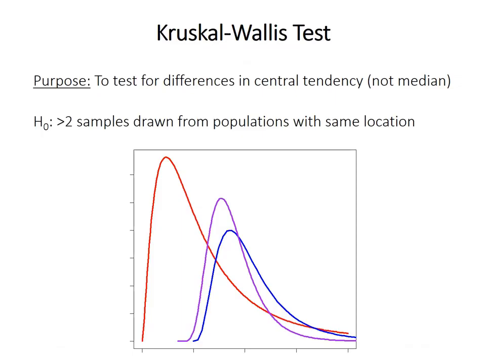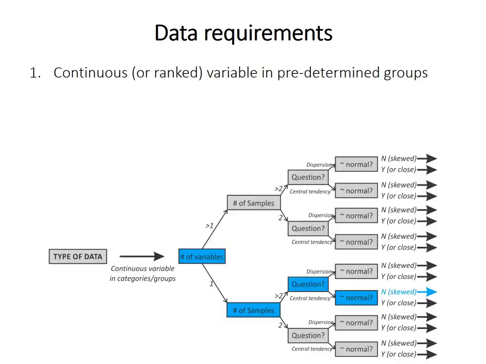So as I said, the purpose of the Kruskal-Wallis test is to examine differences in central tendency. It works on rank order data, so it doesn't specifically test for the mean or the median, but the null hypothesis is that all samples are taken from populations with the same location. And location in this sense just means the center of the distribution.